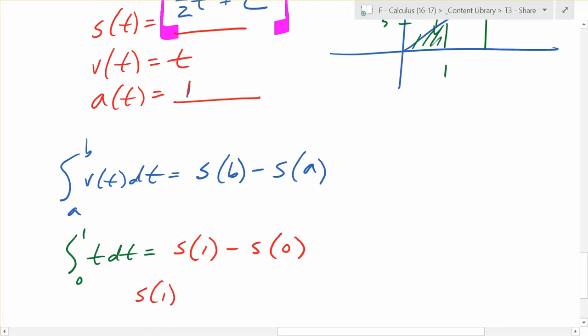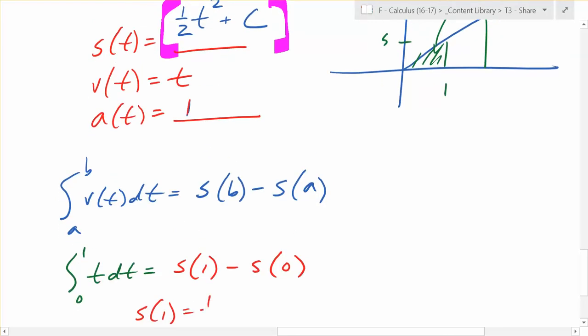S of 1 is going to be 1/2 what? 1/2 times 1 squared plus c, right? Yeah. Minus what? 1/2 times 0 squared. No.